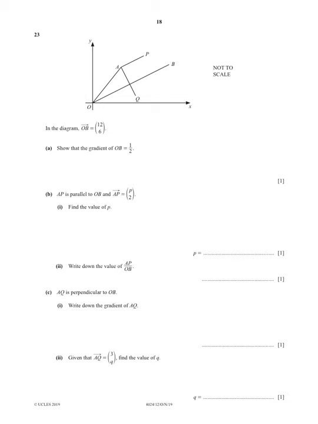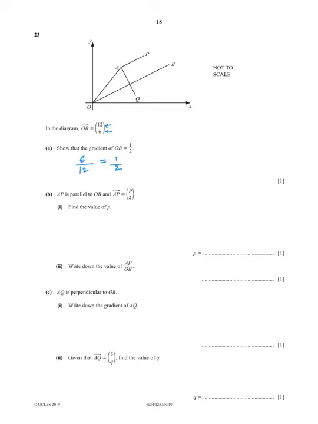Question number 23. In the first part, it says show that the gradient of OB. Now the gradient is what? Change in y upon change in x. So that will be change in y 6, change in x 12, so that is equal to 1 upon 2. In the next part, it says AP is parallel to OB and AP is equal to (P, 2). Find the value of P.